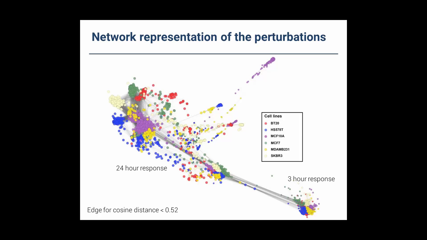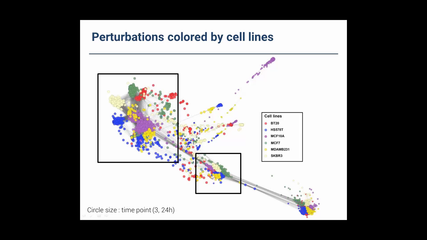If you focus on the identity of the cell lines, we found clusters that are mixed of cell lines. Again, the one at 3 hours, this cluster in the middle at 24 hours, and there are clusters that are cell line specific on the left here. So the question is, why are there differences between clusters?